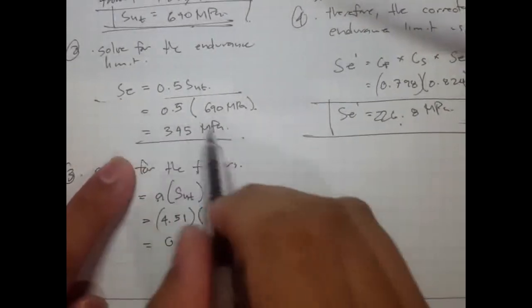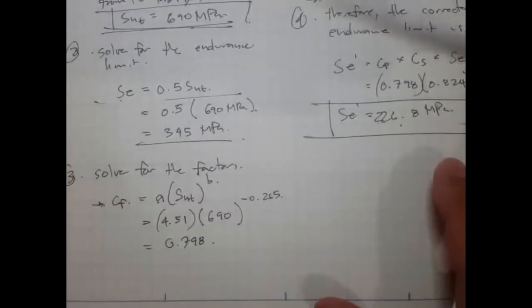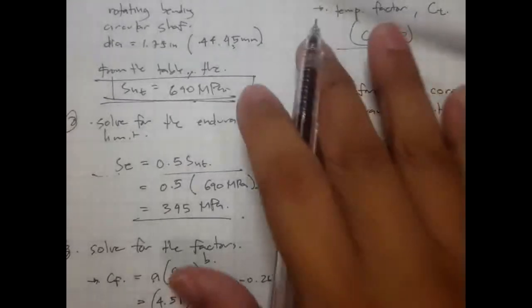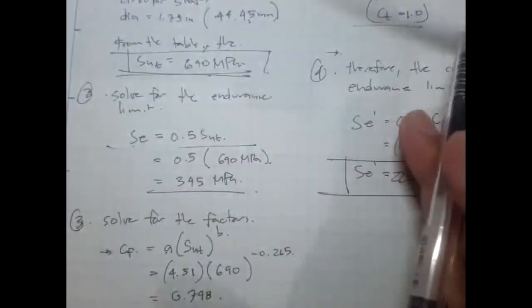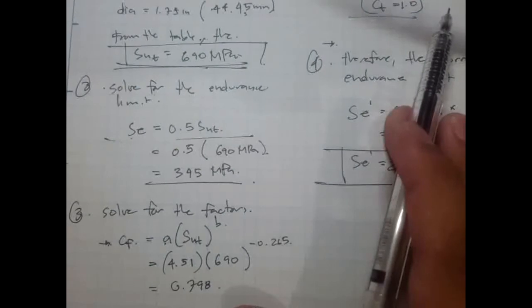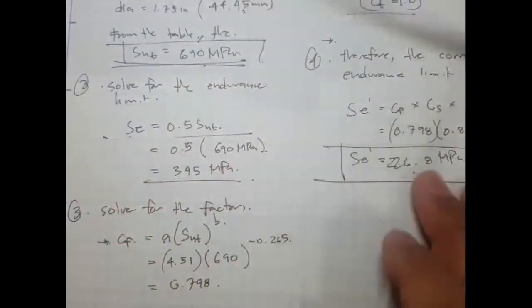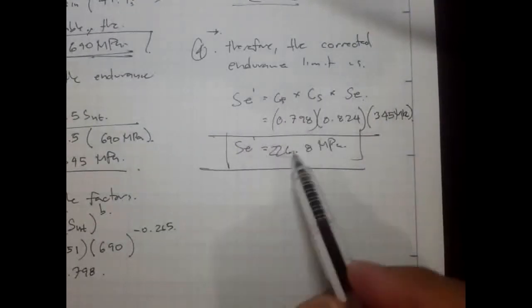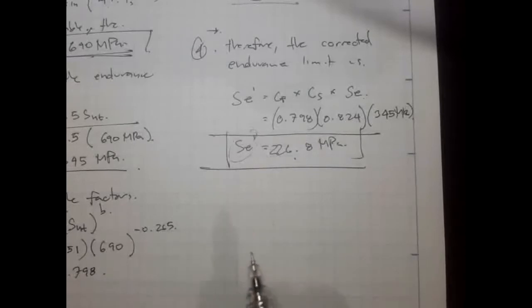This is pretty straightforward, because once you have the data, the ultimate tensile strength and the rest, you can simply select from tables or select appropriate equations for the factors. Once you have all the factors, you just multiply them to the endurance limit in order to obtain the corrected endurance limit.